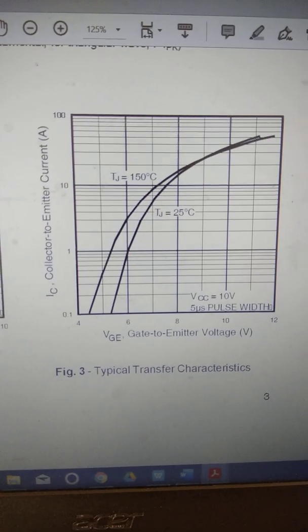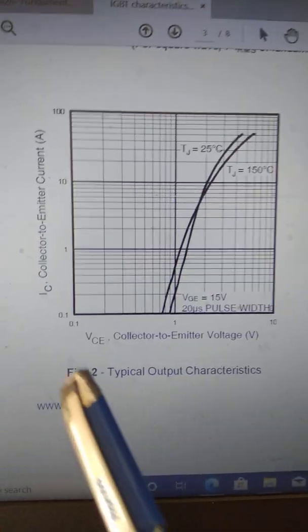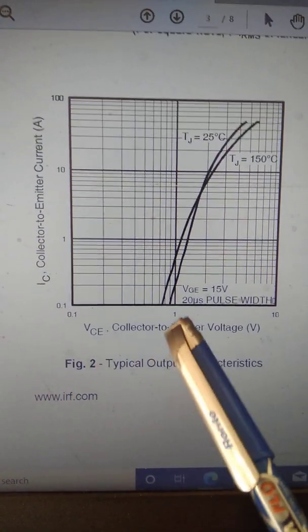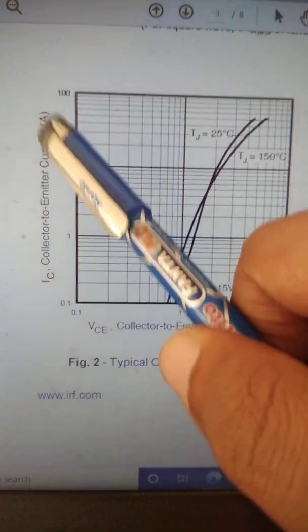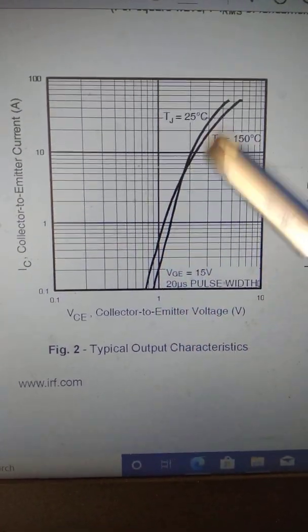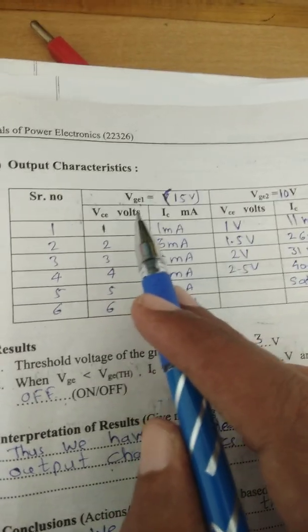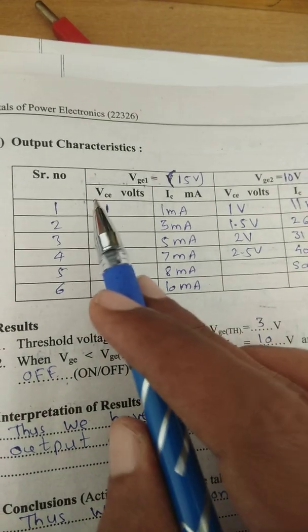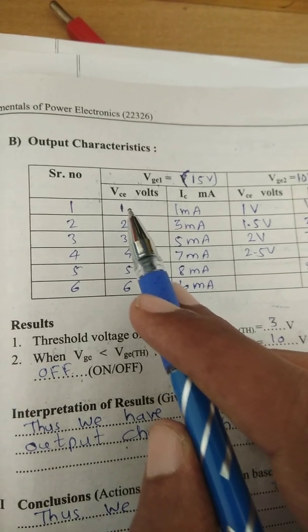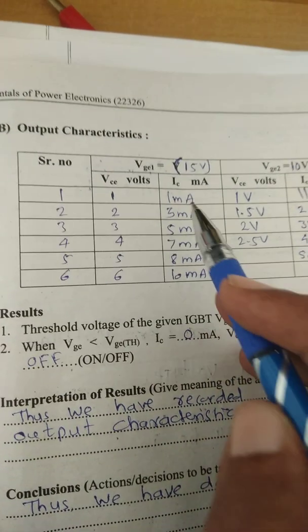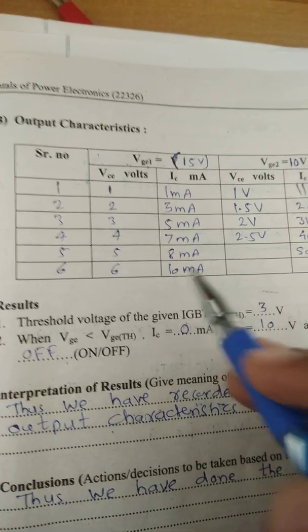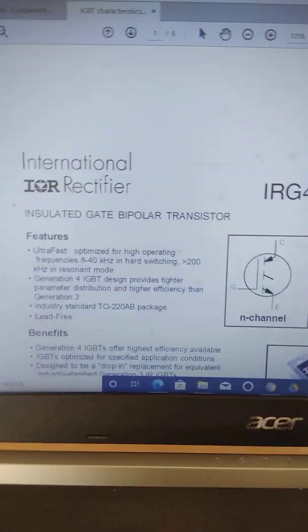in steps. Similarly, for output characteristics, when I increase the value of VCE, then IC also increases. This graph is plotted from these readings. For VGE it is 15 volt, VCE is from 1 to 6 volt, and the IC value also increases.